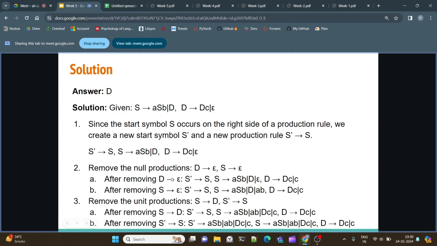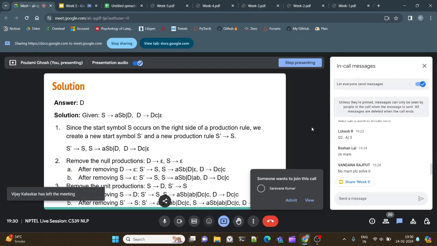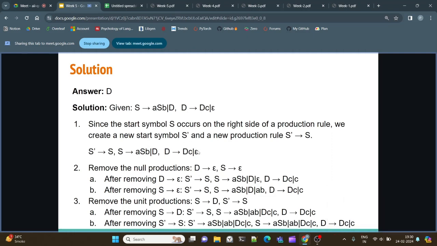Next, we need to remove the null productions. So what are the null productions in this case? There are two null productions. One is D to epsilon. Another one we see is that D is also appearing on the right hand side of S. So from S we can derive D, and again D leads to epsilon, so S can also derive epsilon. So there are two null productions over here, D to epsilon and S to epsilon. We need to remove them one by one.